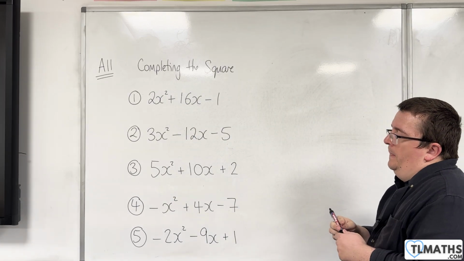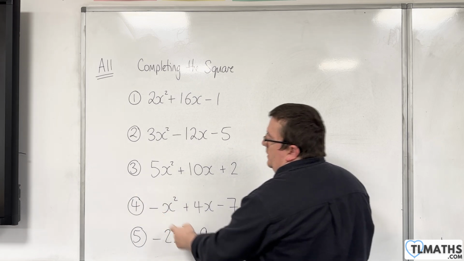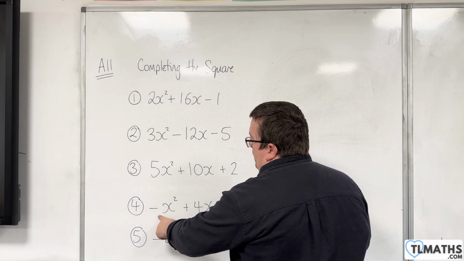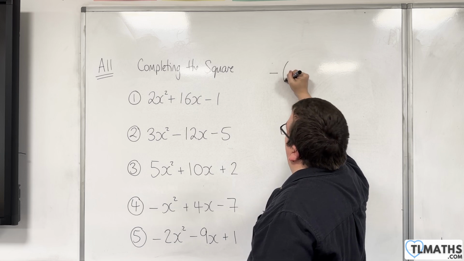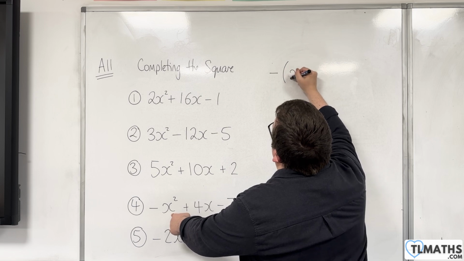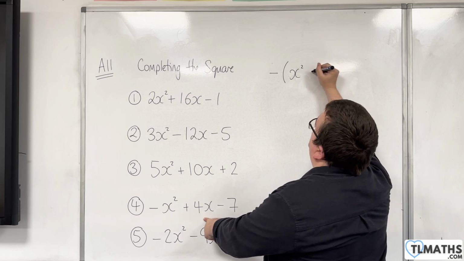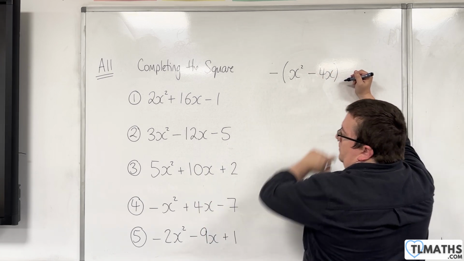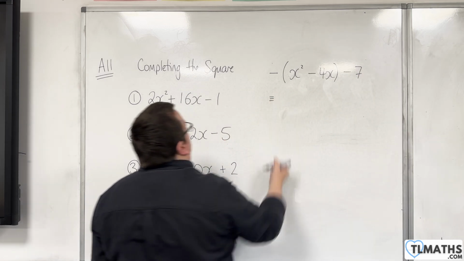Right, number 4. Now this one's a little bit different because instead of 2, 3 or 5 we've got this minus x squared. So this is minus 1, right? Minus 1 is the coefficient of x squared here. We just don't bother writing the 1. So I'm going to factor minus 1 out of the first 2 terms. So we'd have minus x squared, and if I factor minus 1 out of positive 4, we would need negative 4x. So minus 1 times minus 4 makes the positive 4. And we've still got the minus 7 on the end.